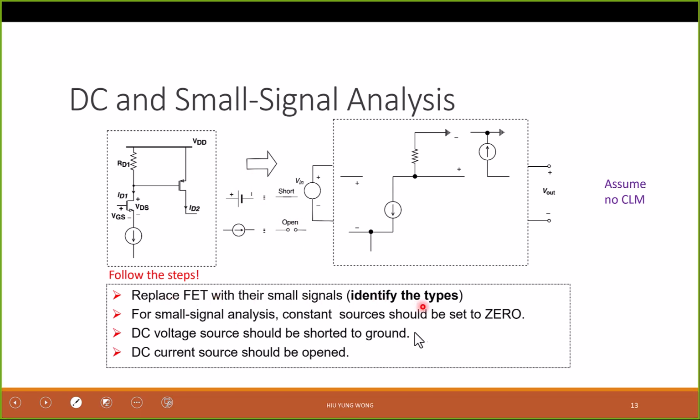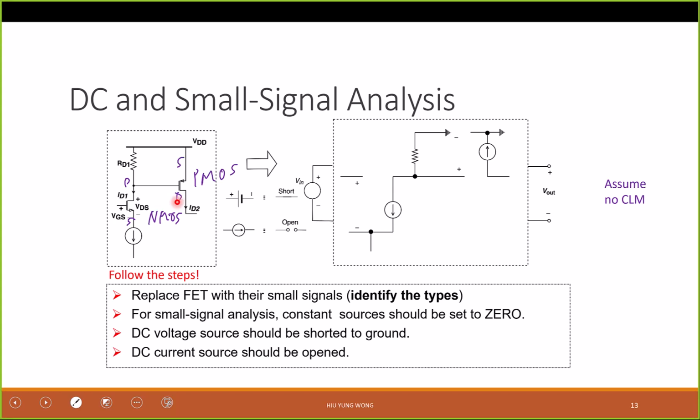Another is to replace the transistor with their small signal model, right? We will do more in the future. This is just a quick overview. First, we identify this is NMOS, this is PMOS, and then use what we have learned. This must be the drain because VDD is on top. This must be the source. This is the source. This is the drain.